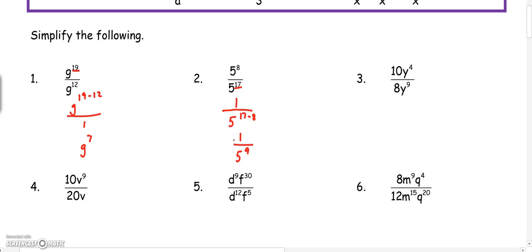Number 3, we have 10y to the 4th over 8y to the 9th. 9 on the bottom is the larger exponent. We're also going to reduce our fraction. We can reduce our fraction by taking a 2 from each factor. So now we have 5 on top. On the bottom we have 4, and then we need to subtract our exponents. 9 minus 4, so we get 5 over 4y to the 5th.